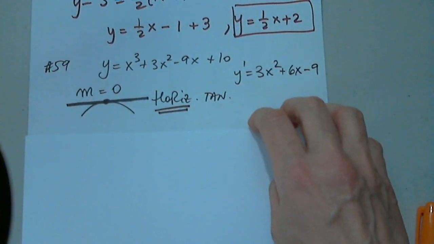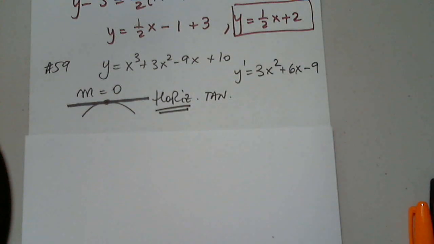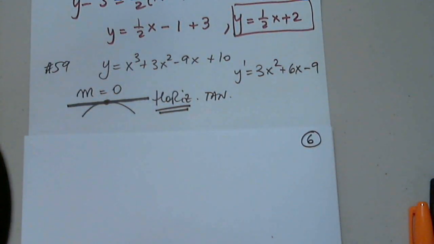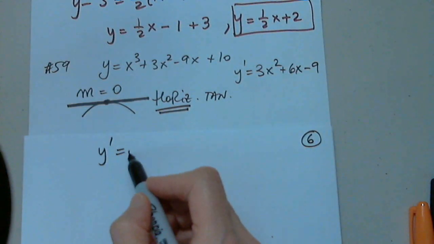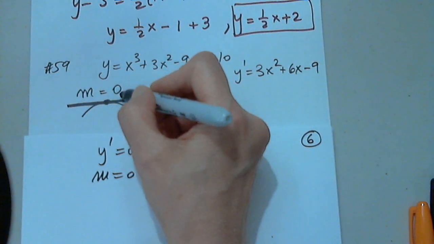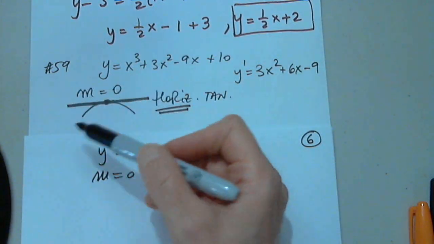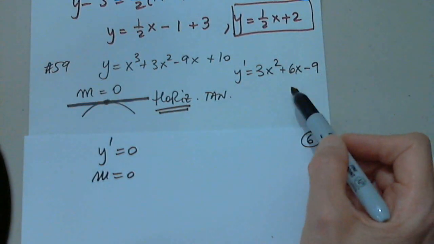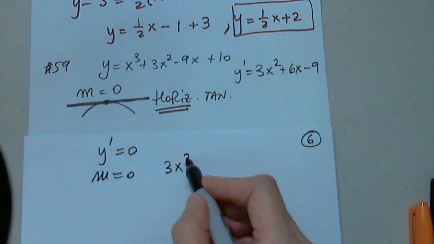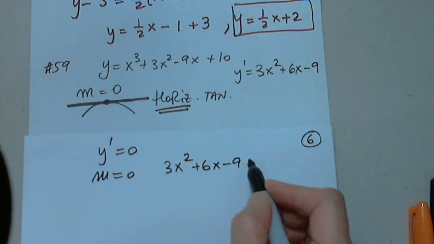Not necessarily, but we'll get to that and discuss it in more detail. But it can happen in other situations. So y prime equals 0 because we are told that the slope is 0. If the slope were 4, of course not horizontal, but if the slope were 4, I would have set this equal to 4. So then I have 3x squared plus 6x minus 9 equals 0.